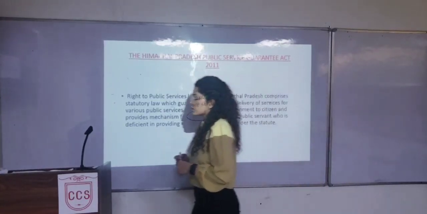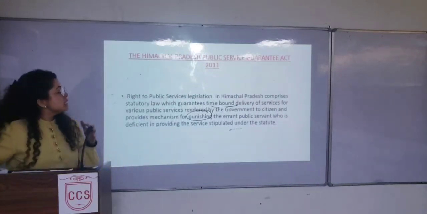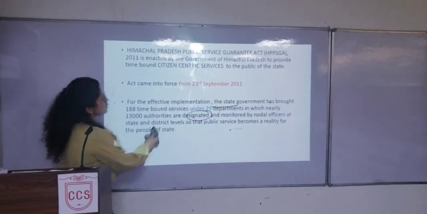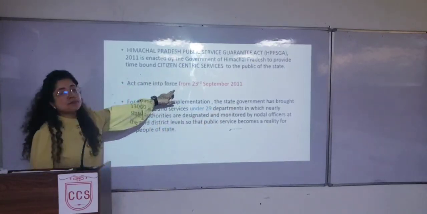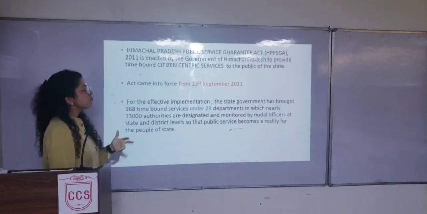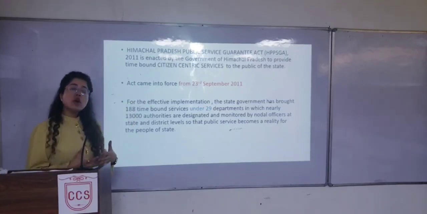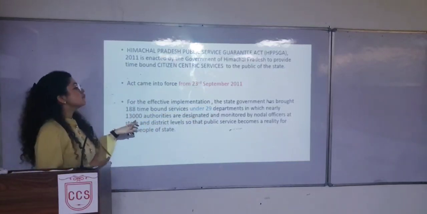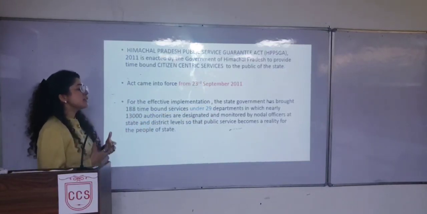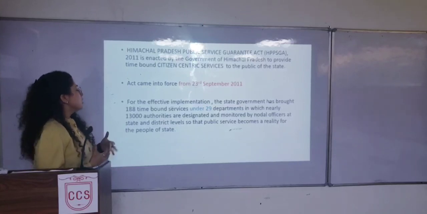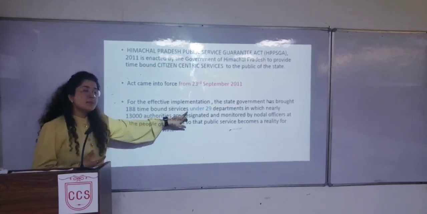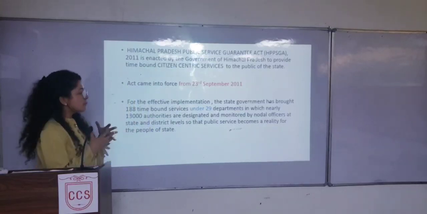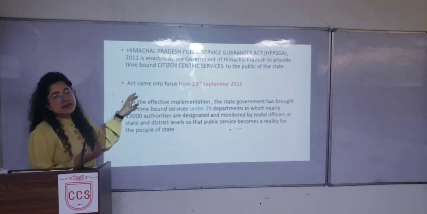So that means the Himachal Pradesh government has also implemented the same act. Let us see. The Himachal Pradesh government implemented this act on 23rd September 2011. And yes, under this act, the state government has brought around 29 departments under which they have to provide various kinds of public services to the people of the state. So that means 29 departments are covered and they keep on updating it. So the whole implementation process is under the state's discretion.